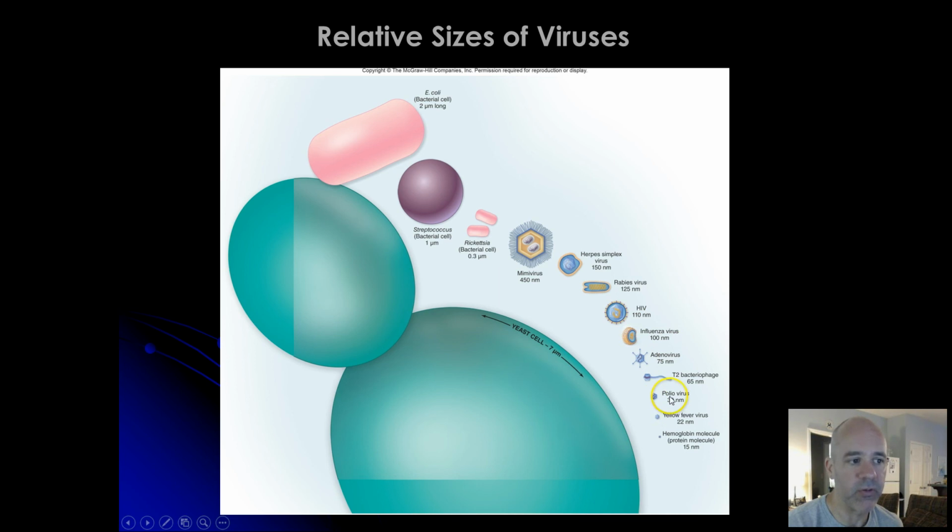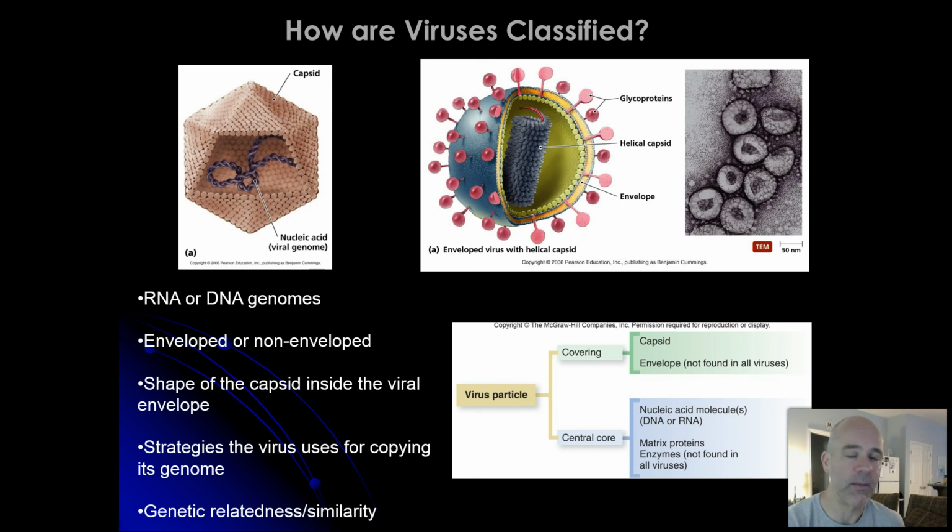There are some little bitty ones as well. Polio virus is only 30 nanometers in diameter. The yellow fever virus, a famous virus from the past here in the southern United States, about 22 nanometers in diameter. And that's not much bigger than some proteins, like the hemoglobin proteins, which transport oxygen around in your red blood cells. They're only 15 nanometers in diameter. So some viruses are so small, they're not much bigger than some of the proteins that are used in our bodies. All right, how are viruses classified?